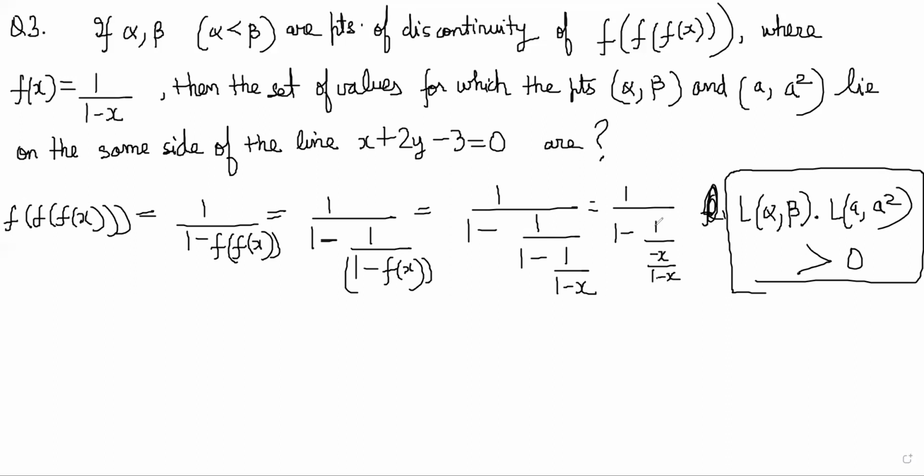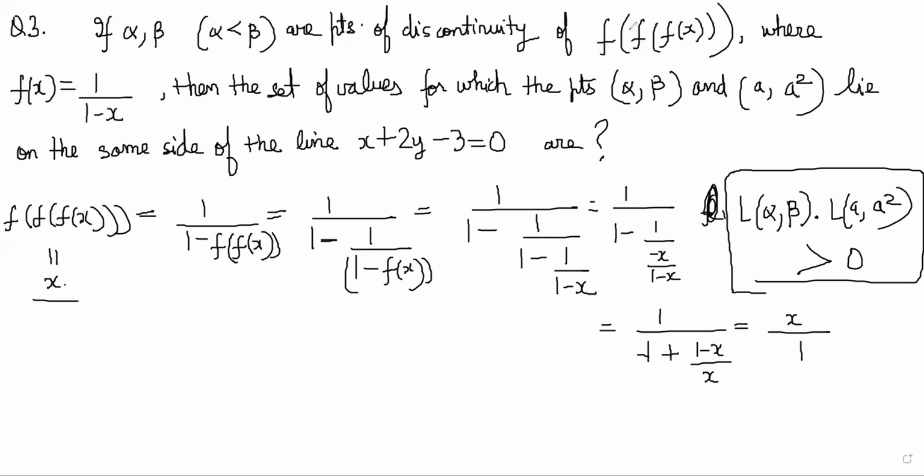This minus x goes on top, the 1 minus x goes on top, it becomes 1 by 1 plus 1 minus x by x, right? It becomes x by 1 next step, right? So this is equal to simply x, right?